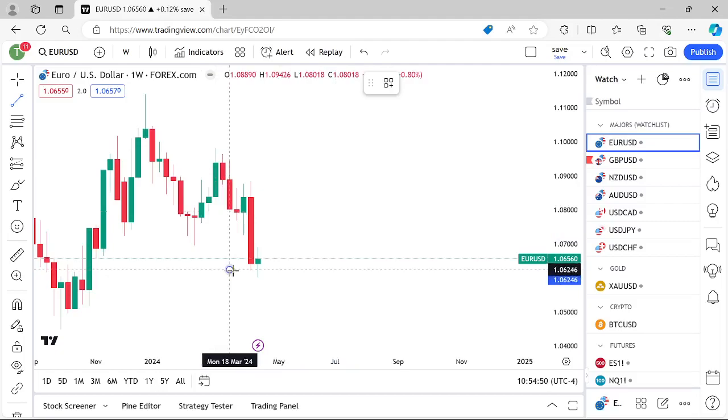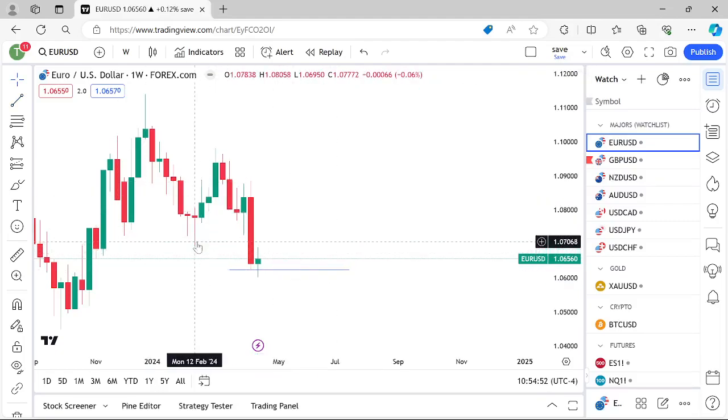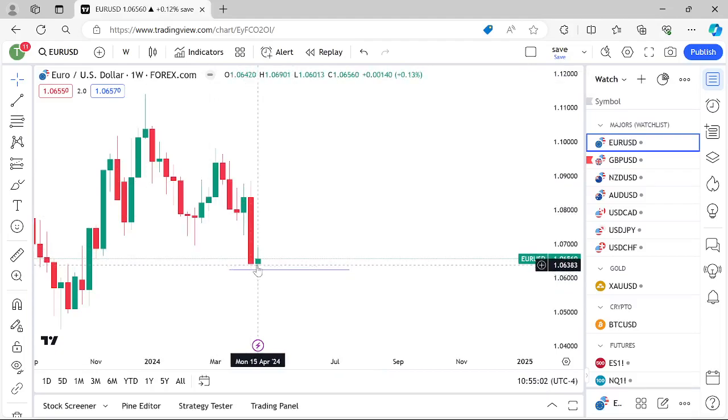And guess what? We're in a discount marketplace still. Even though we didn't respect these old lows down here when we displaced lower, it's still in a discount and it's still considered cheap in this particular area. And now we have this new level to work with. So look at my cursor. This is where price opened last week. Look at my cursor. You see that? It opens right there.